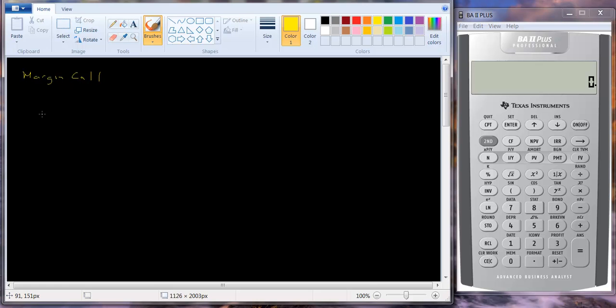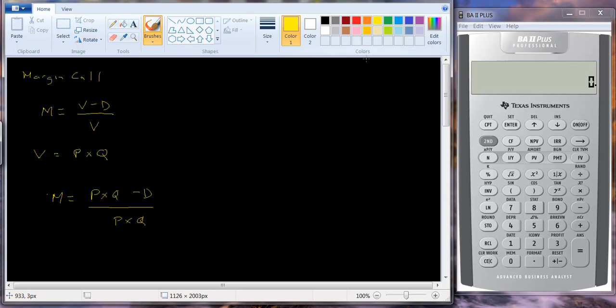Remember the equation for margin, you see here, is M equals the value of securities minus the debit balance, divided by the value of the securities. Well, what's V? V is equal to the price per share times the number of shares that you buy, the quantity. So let's substitute that in. M is now going to be equal to P times Q minus D divided by P times Q.